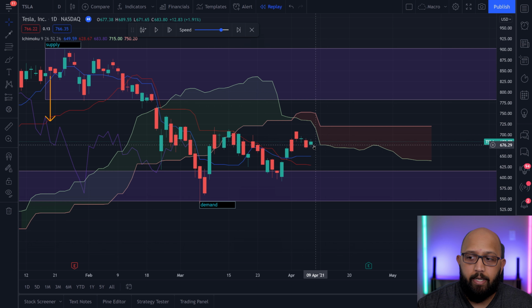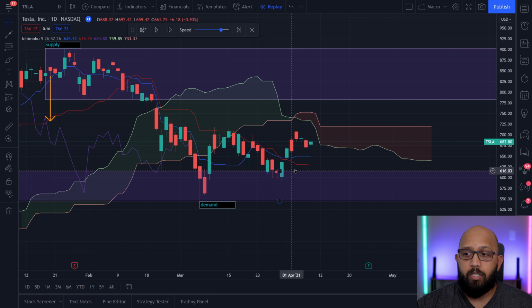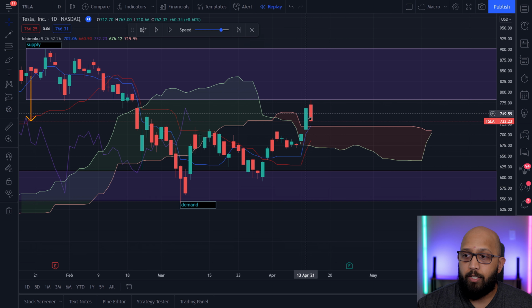So we might not want to buy here. We want it to break above the cloud. It wants to be above the Tenkan, the Kijun. The Chikou, the lagging span, has to be above the current price. And this candle needs to be above the cloud. Look at that. Boom. Price breaks above the cloud right into this supply area. And then it drops pretty quickly.